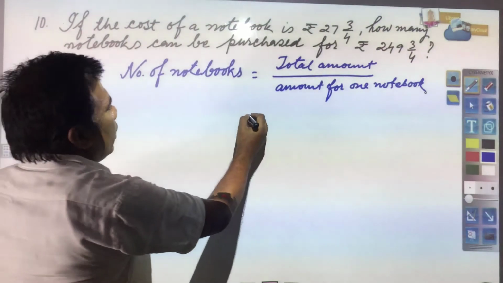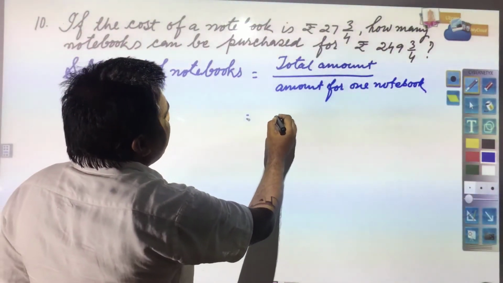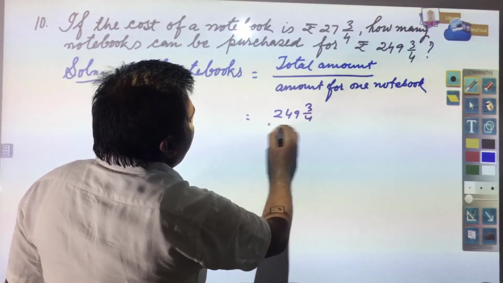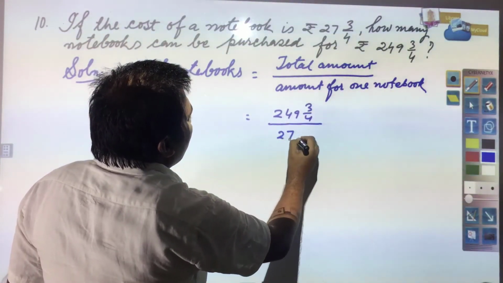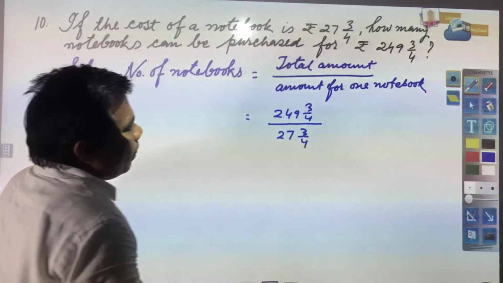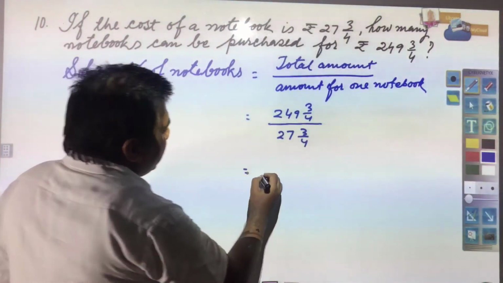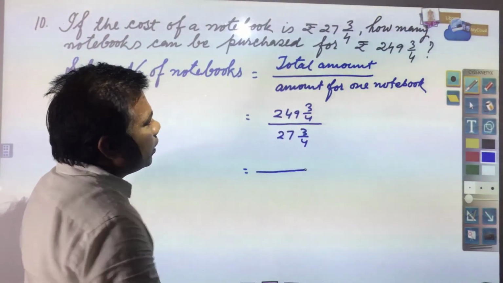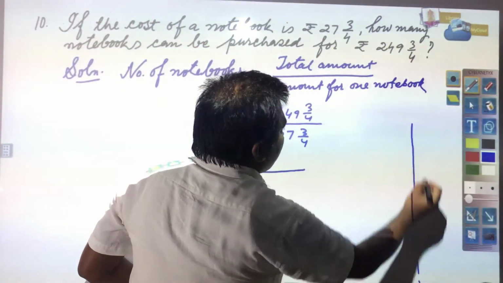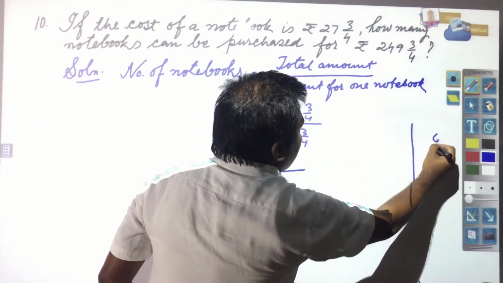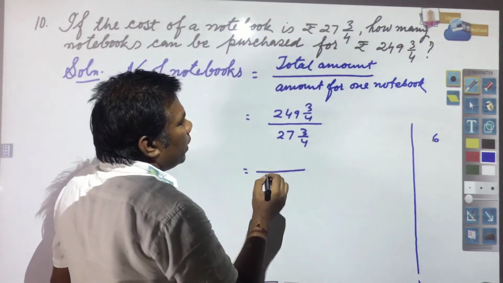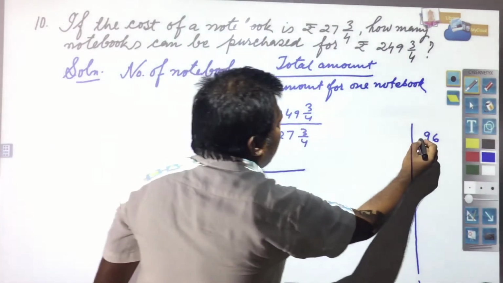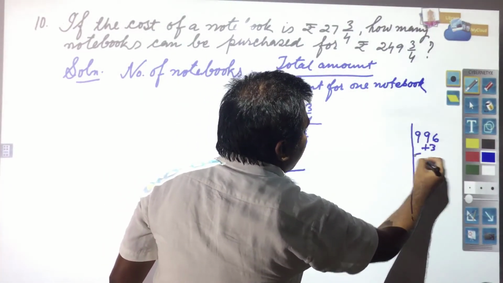So, this will be the total amount, 249 whole 3 by 4 divided by 27 whole 3 by 4. This is required to be simplified. This needs to be multiplied: 4 nines are 36, 4 fours are 16, and 3 ones are 3... 4 twos are 8 and 1 is 9, and this 3 is required to be added.